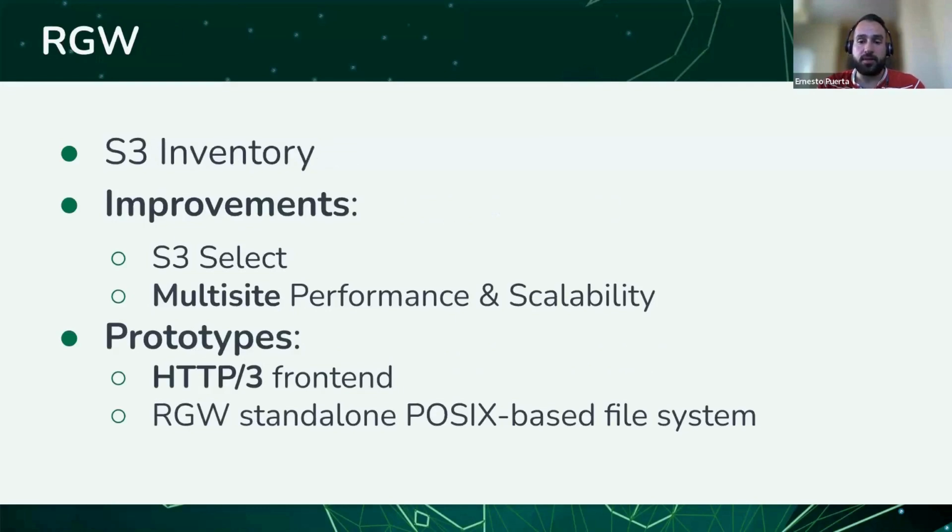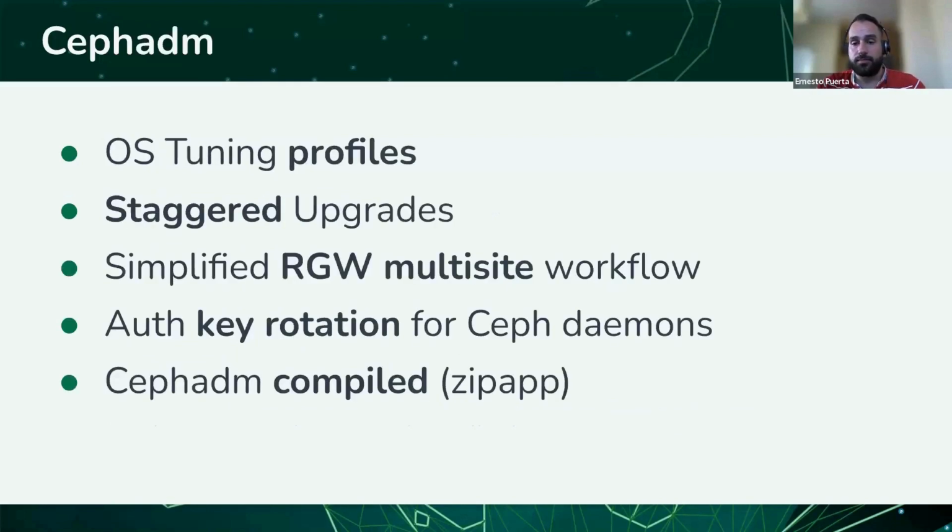RGW is improving basically the S3 interfaces, keeping that in sync with the AWS S3 latest updates. So, for example, they are bringing the HTTP3 support and improving also the POSIX-like RGW semantics, and also providing S3 Select as well. Ceph ADM is the Ceph native orchestrator. So basically, if you are not using Rook, you will probably be using Ceph ADM. It's also providing OS tuning profiles. It's also dealing with these staggered upgrades that we previously mentioned.